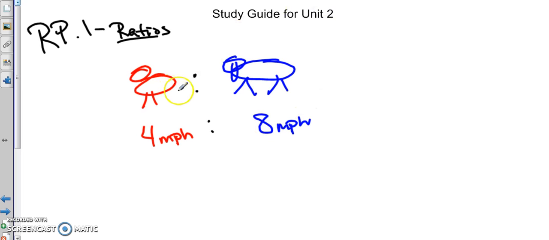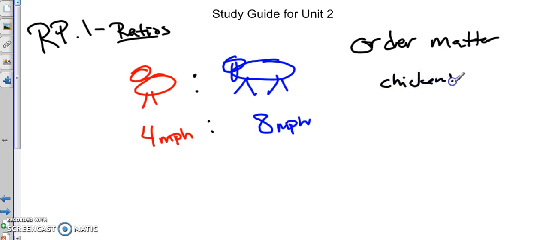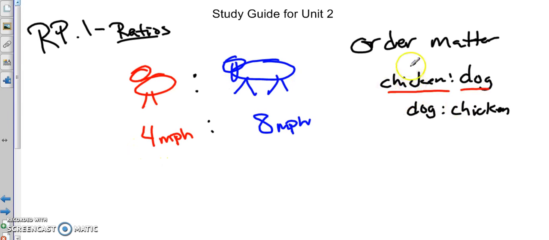Now, what we need to know from RP1, if you haven't heard me before, is that order matters. So if I say chicken to dog, that is different from dog to chicken. And if you've watched the previous videos, then you know that there's no commutative property with division, so that's why these two are not the same. So it's very important on the test, if I ask you chicken to dog, you need to write your ratio from chicken to dog, and not from dog to chicken.